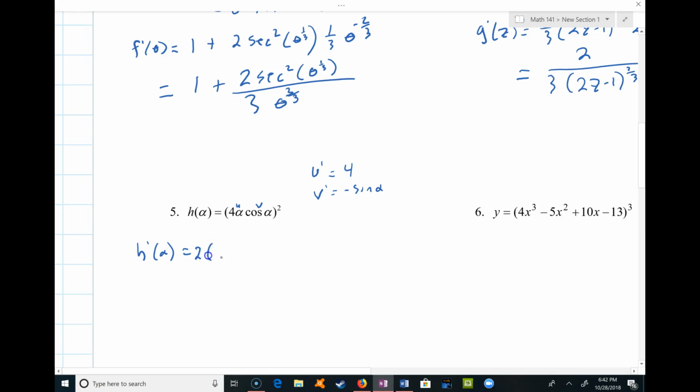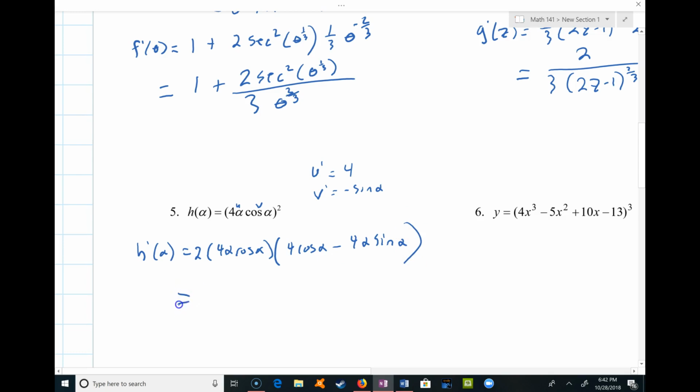So that'd be 2 times the same something to the first power. Then I've got to take the derivative of the inside. Well, the derivative of the inside is going to be the product rule. So that would be the derivative of the first, which is 4, times the second, which is cosine alpha, plus 4 alpha, the first, times the derivative of the second, which would be negative sine alpha. So I'm going to just put a sine alpha there and turn that into a negative.